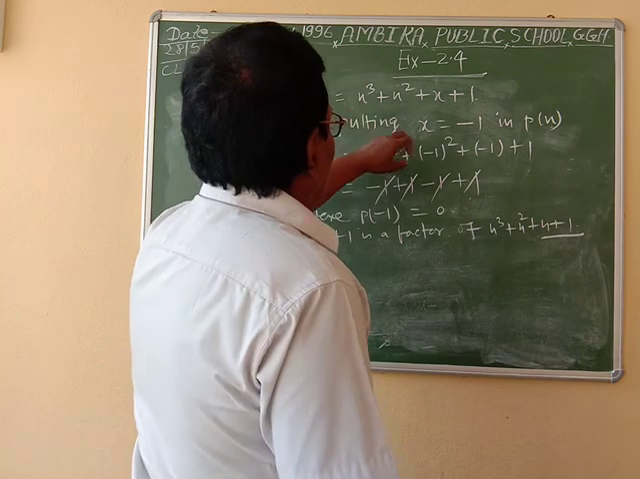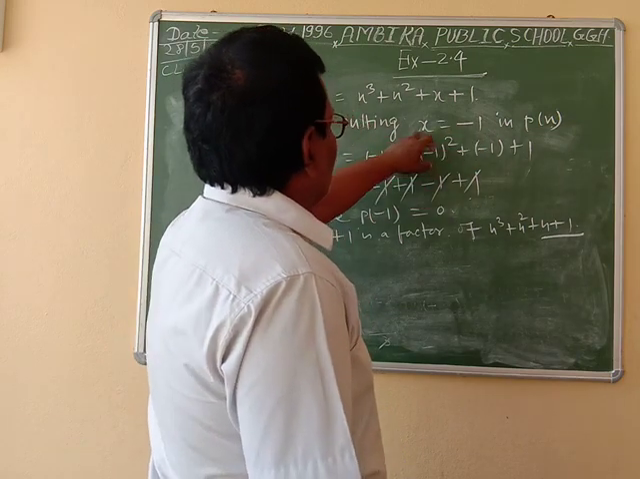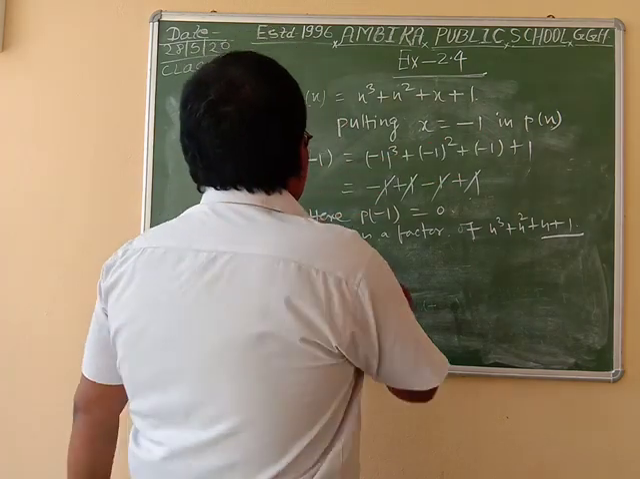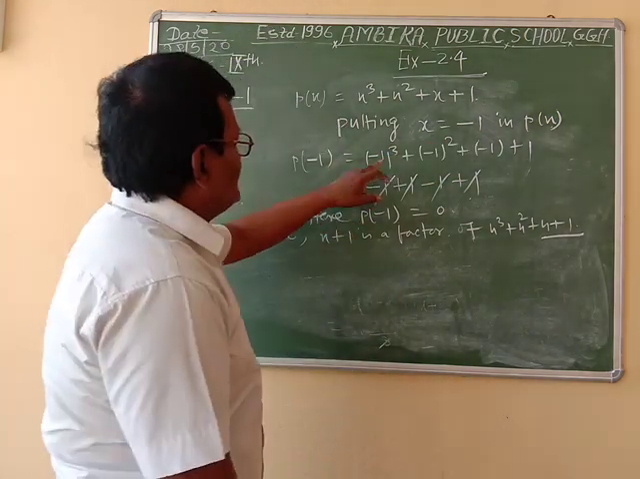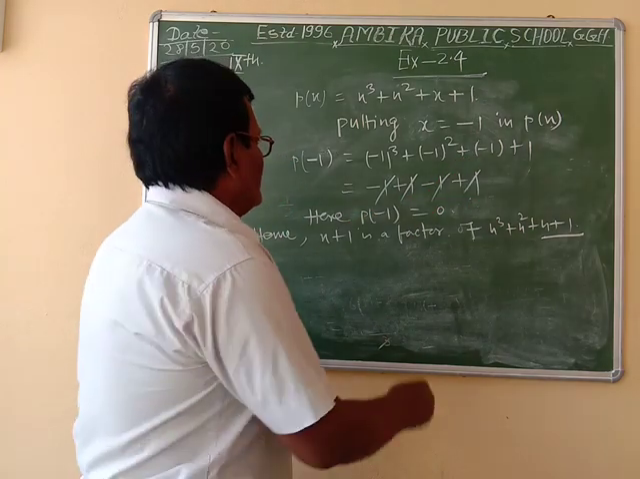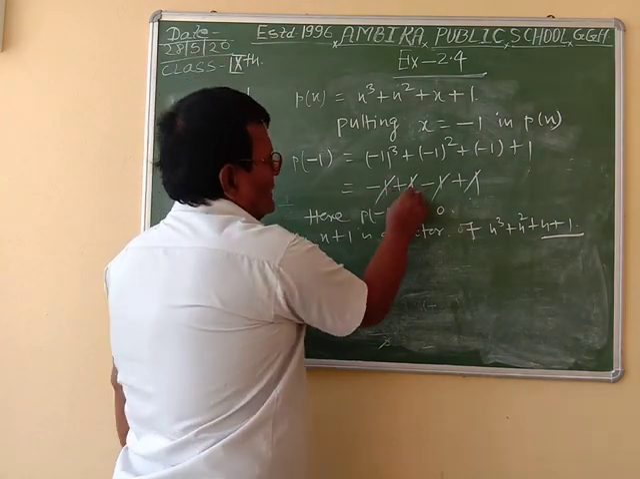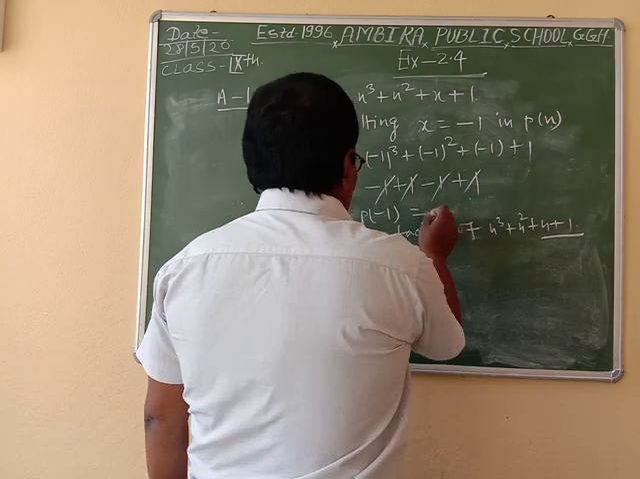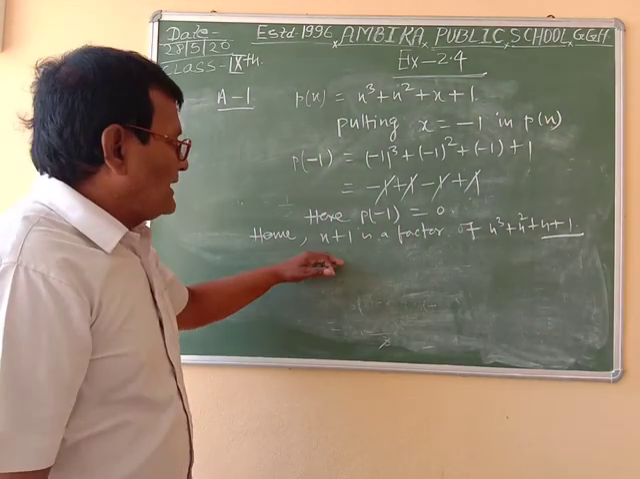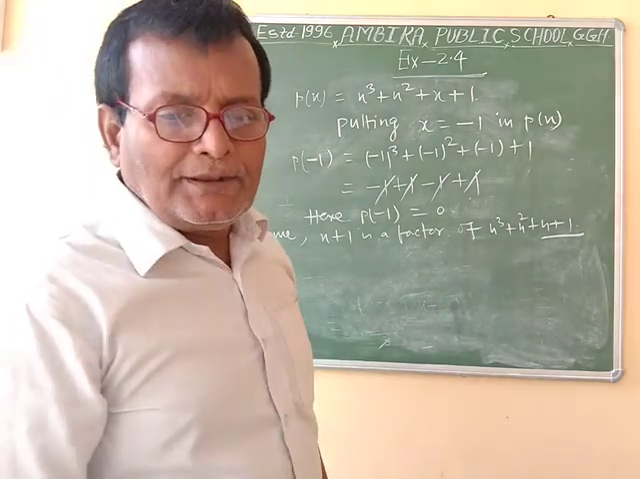If we put x is equal to minus 1 in Px, P of minus 1 is equal to minus 1 cube plus minus 1 square plus minus 1 plus 1, which is equal to minus 1 plus 1 minus 1 plus 1. We get P of minus 1 equal to 0. Hence, x plus 1 is a factor of Px.